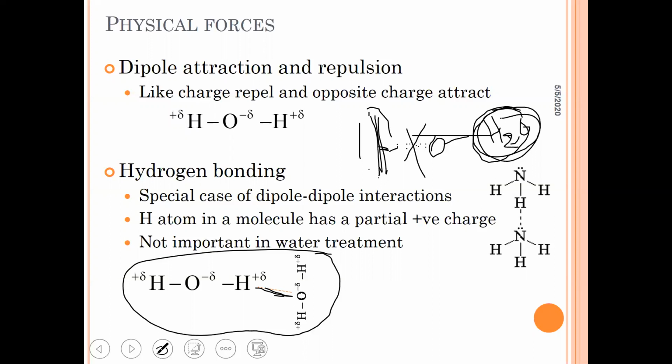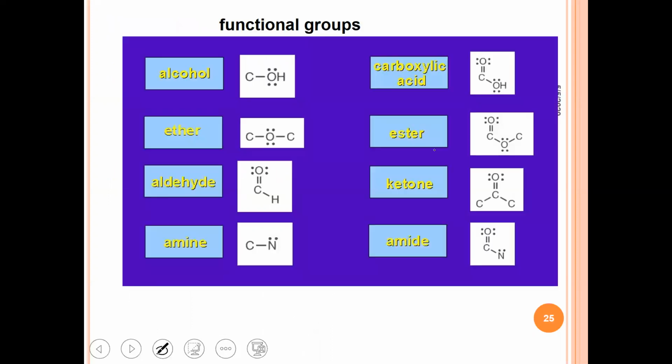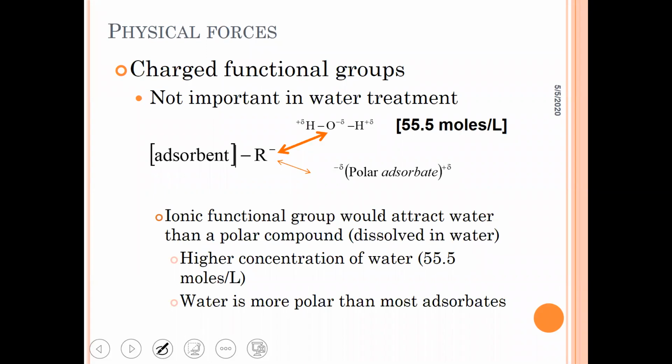The functional groups present on the surface make interactions with the adsorbate. They can be many: alcohol, ether, aldehyde. You can induce any functional group on your adsorbent which can interact with the adsorbate. So these functional groups, suppose there is a functional group.